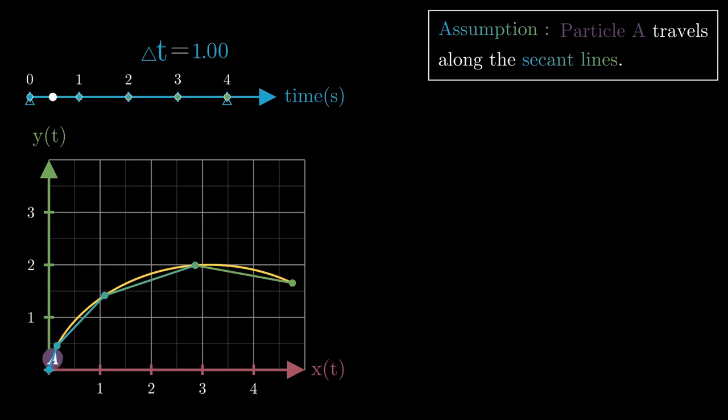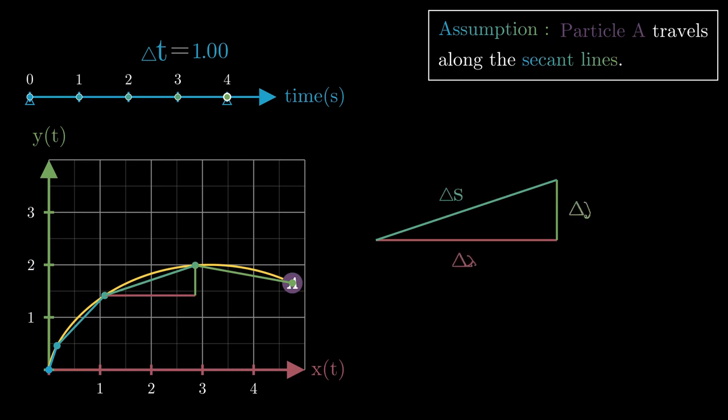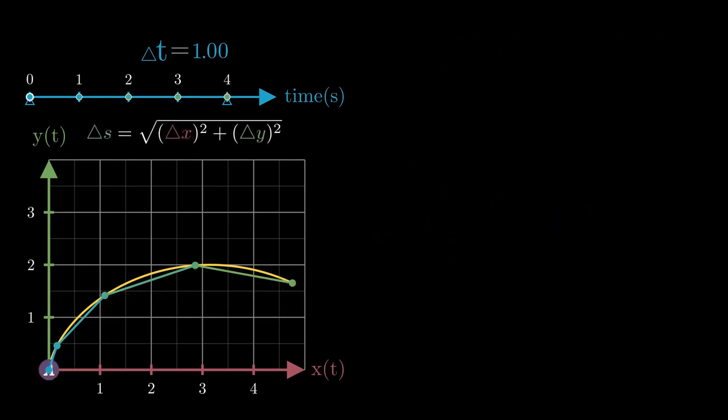So particle A travels along these secant lines during each of the delta t durations while abruptly shifting direction every delta t seconds. And notice that these distances need not be the same. Also, each of these little distances, which we'll call delta s, has got two components, delta x and delta y. Applying the Pythagoras theorem, delta s is the square root of the sum of squares of these individual components.